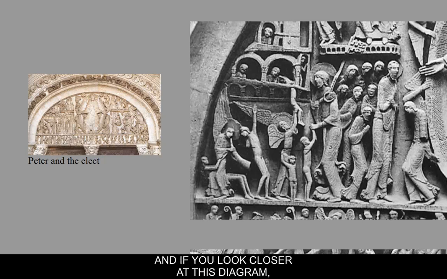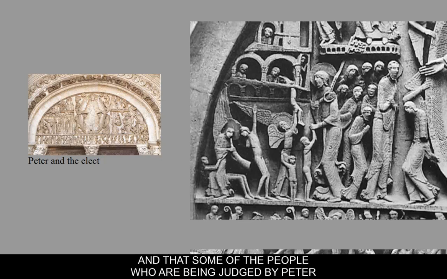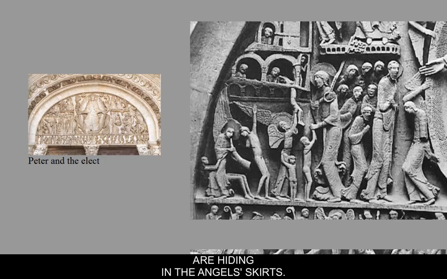And if you look closer at this diagram, one of the things that you'll see is that the angels are blowing their horns, and that some of the people who are being judged by Peter are hiding in the angels' skirts. And then, as a continuous narrative, right behind Peter, he's ushering the people into the right-hand side, into God, into Jesus's realm, and they will be lifted up into heaven. So let's go to another area.